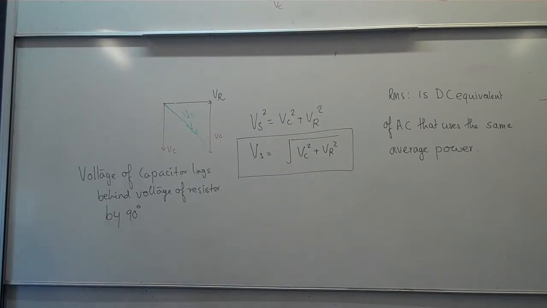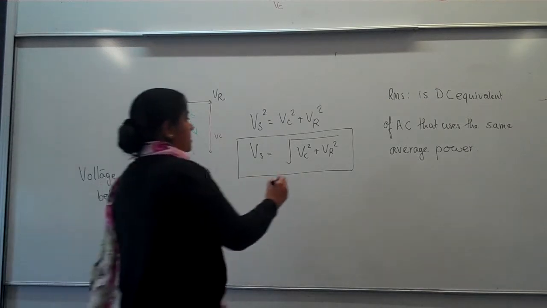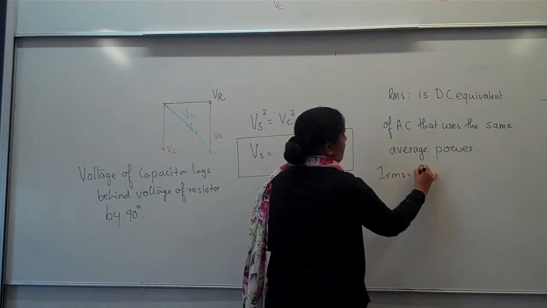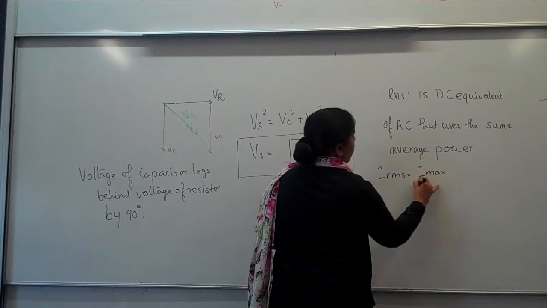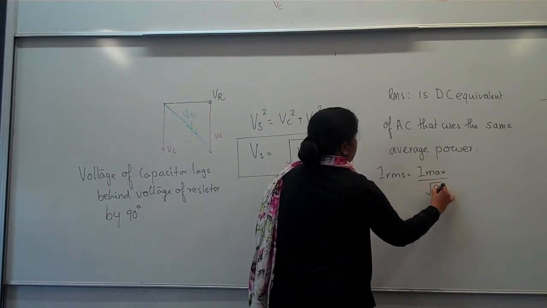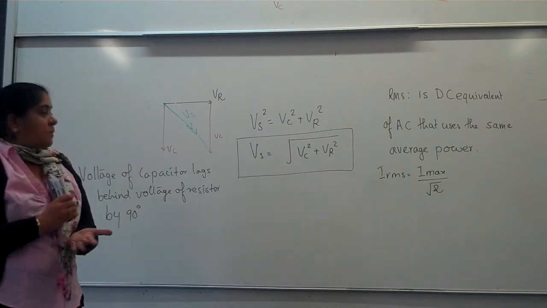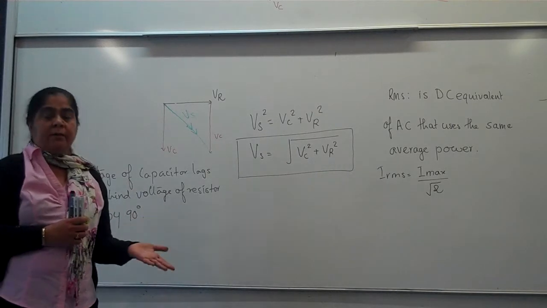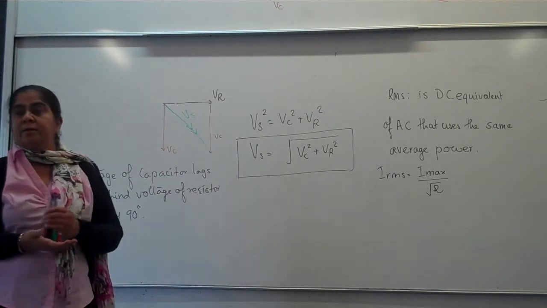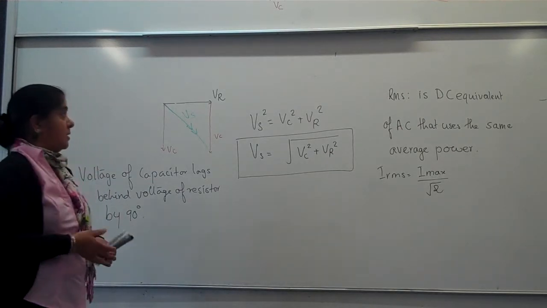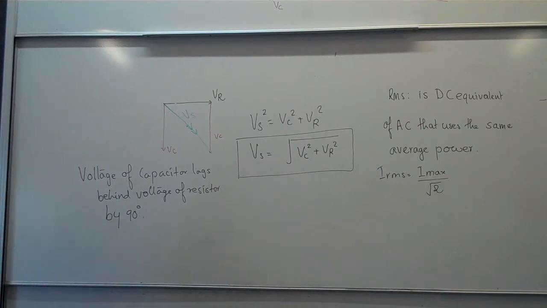And you know the equation: IRMS is equal to Imax divided by square root 2. Okay, and in the same way VRMS is Vmax divided by square root 2. Equations are given in the resource booklet, so really not to worry.